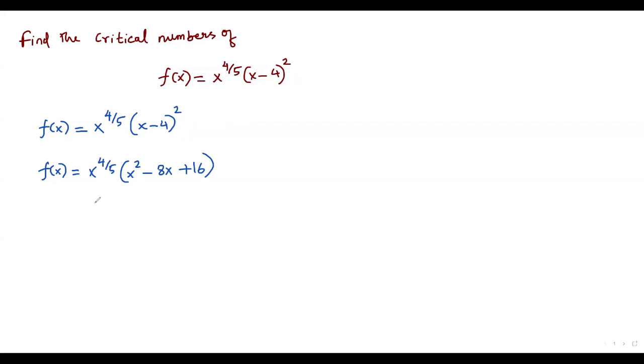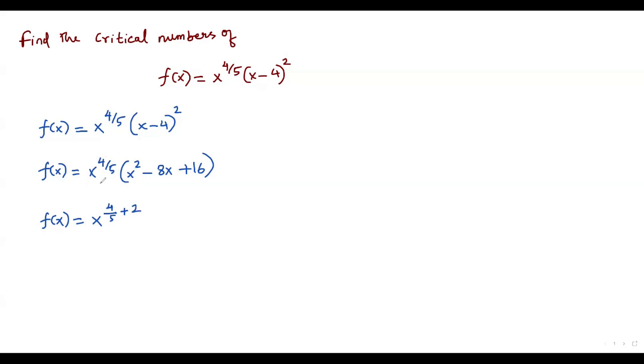Now in the next step, I have to distribute this x to the power of 4 over 5 to this one, and this one. So let me do it. f of x equals, when I distribute x to the power of 4 over 5 to this x², we multiply two terms with the same base x. Whenever I multiply two terms with the same base, I keep the base and add the exponents. Then I'm getting 4 over 5 + 2. This is the product rule of exponents.